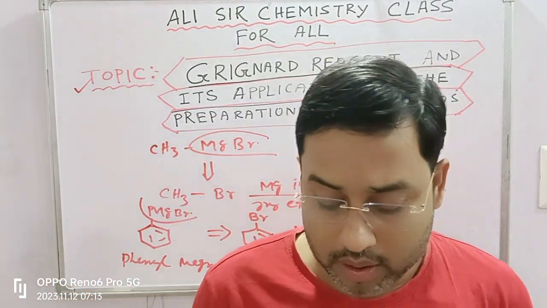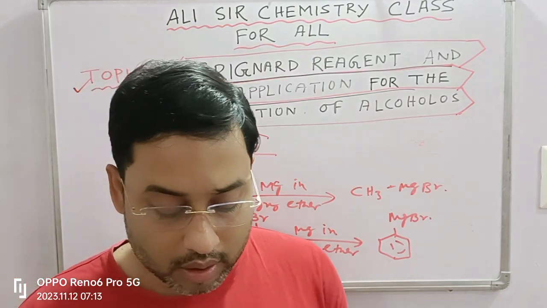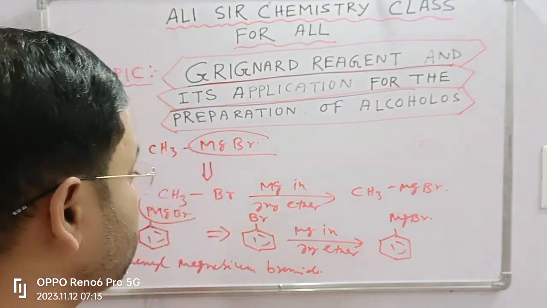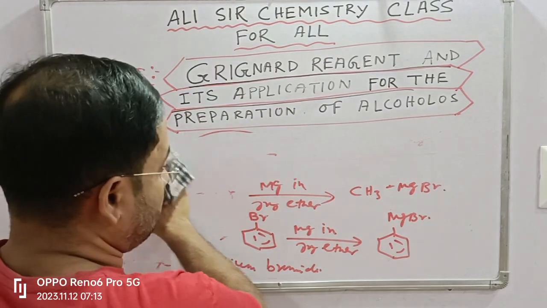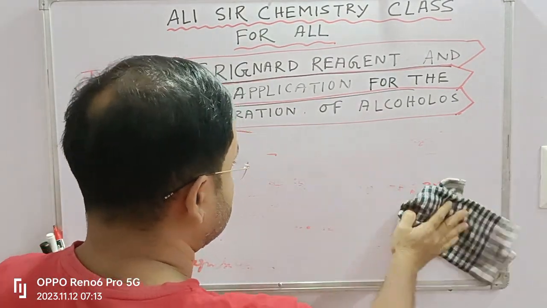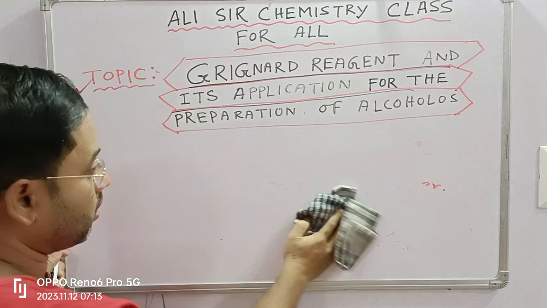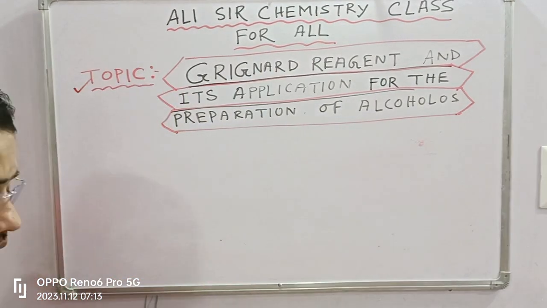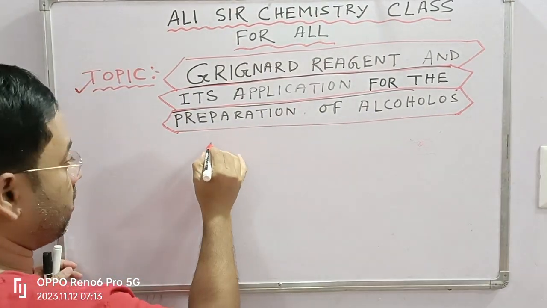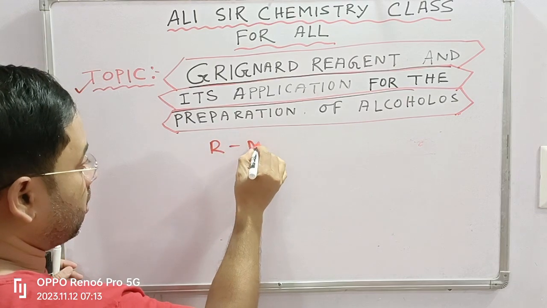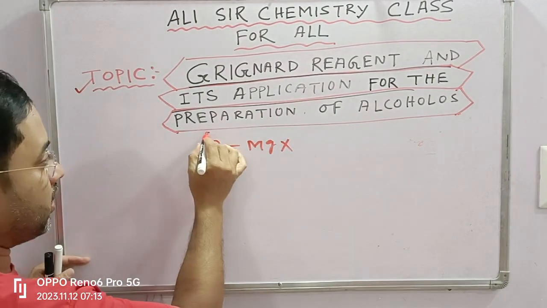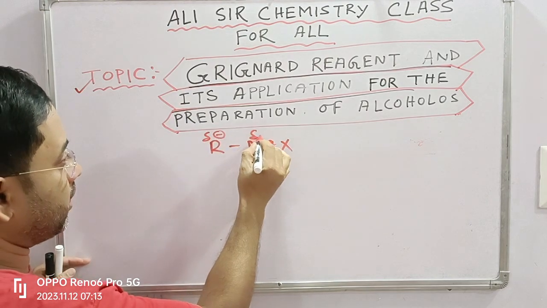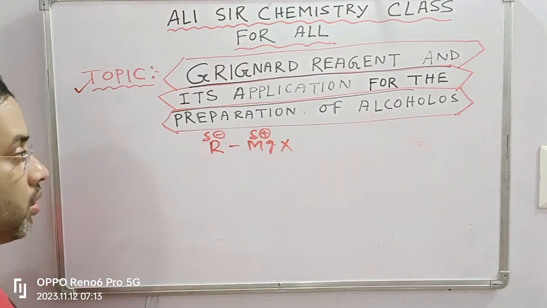Now, why is this Grignard reagent very important in synthetic organic chemistry or the preparation of different types of molecules? I have already told you the nature of this reagent. What is the nature of this reagent? If you look here, RMgX. So here R becomes delta negative and magnesium becomes delta positive.